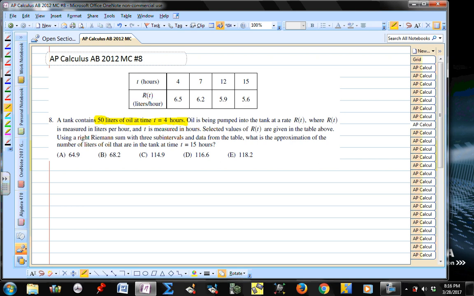A common mistake is that students will go through and do this problem, forgetting about the initial condition.